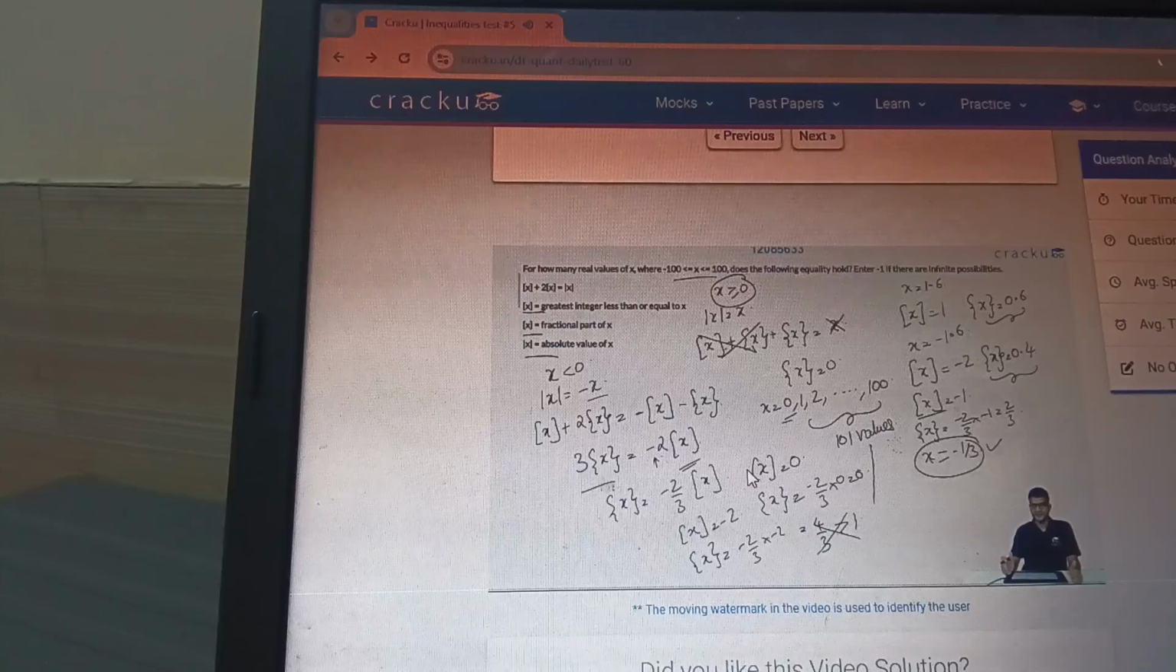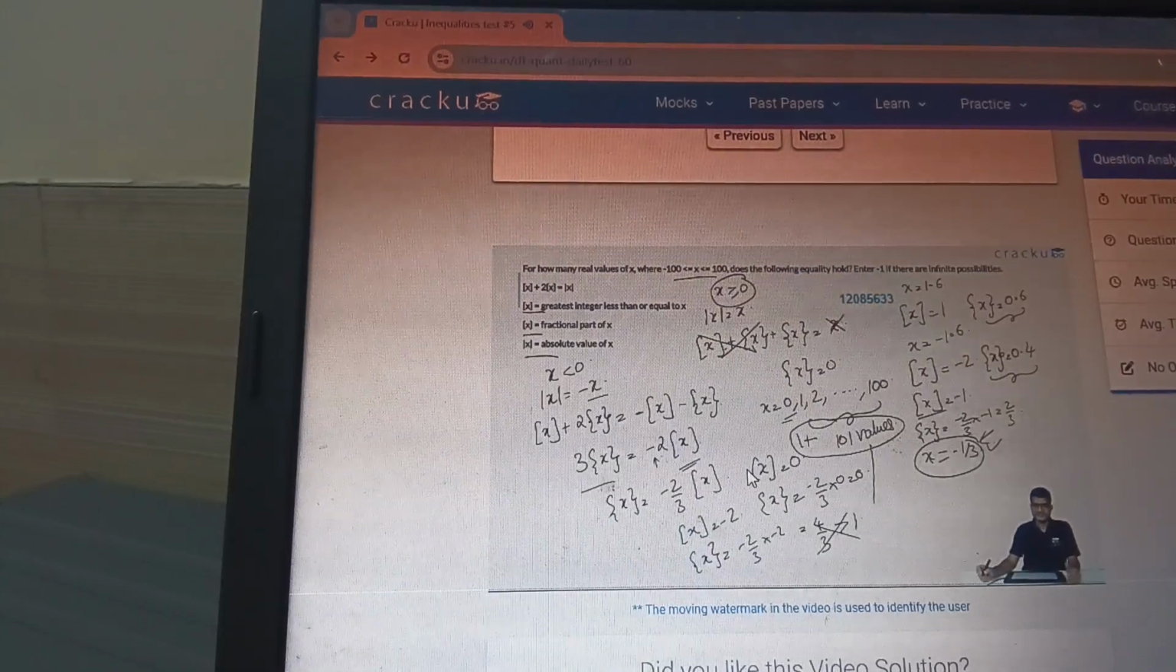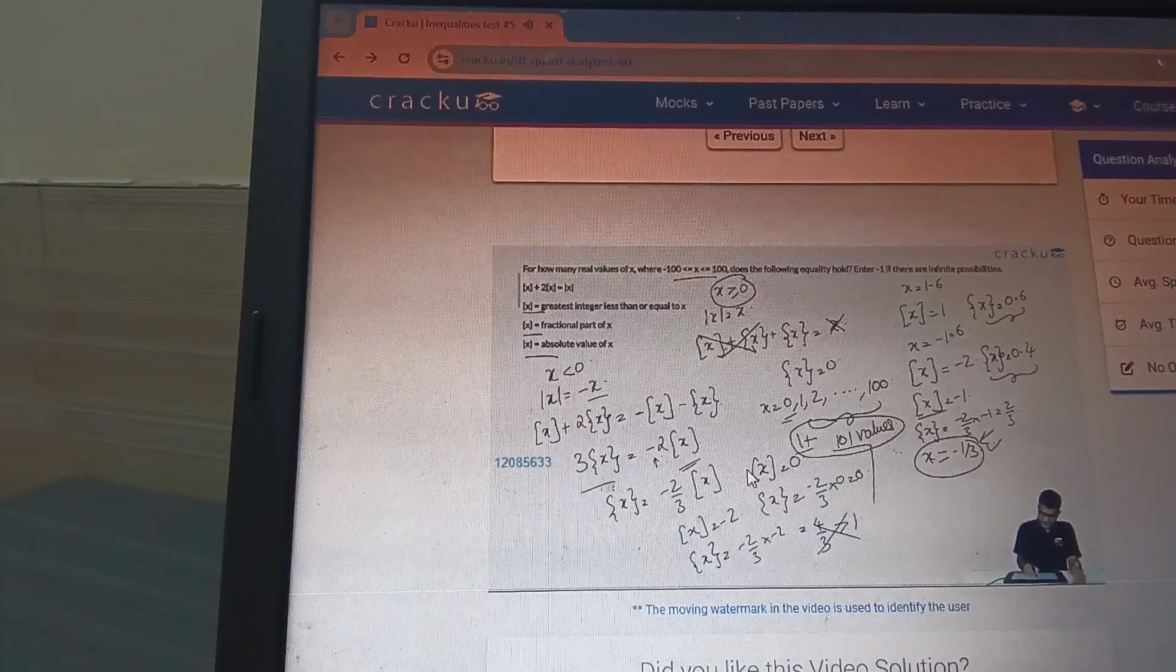Similarly, if the integer part of x becomes minus 3 or minus 4 or any number till say minus 100, then the fractional part of x from this particular equation will become greater and greater. It will be greater than 1. So that is not allowed. So the only negative number which is allowed is minus 1 by 3. And we have 101 whole numbers starting from 0 to 100. All of them satisfy this given equation. So the total number of values of x for which the given equation is satisfied is 101 plus 1, which is equal to 102.